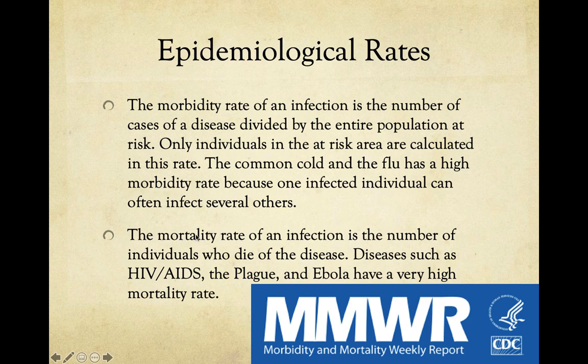Fairly easy to understand the difference. Morbidity is how many people will get sick. Mortality is how many people will die. With a high morbidity rate, you could also have a low mortality rate. Things like the flu.